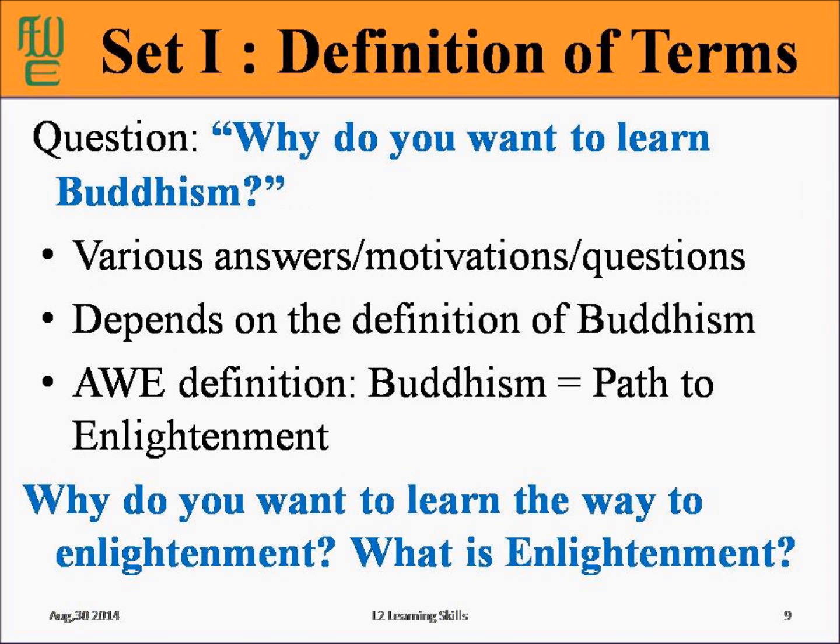Now, let's say there's a question, which is, why do you want to learn Buddhism? For this question, we have various answers, motivations, and questions. And why do we have different answers for just one question? Well, because the answer depends on the definition of Buddhism. One definition of Buddhism is that it's a path to enlightenment. So, why do you want to learn the way to enlightenment? And what is enlightenment? There's another definition here.